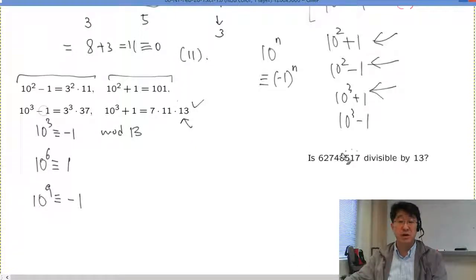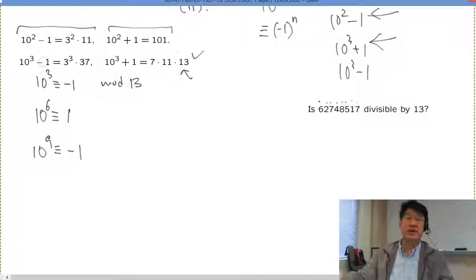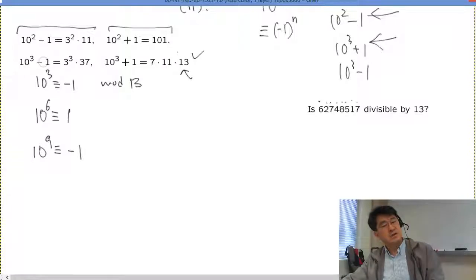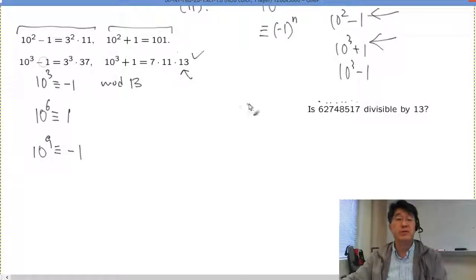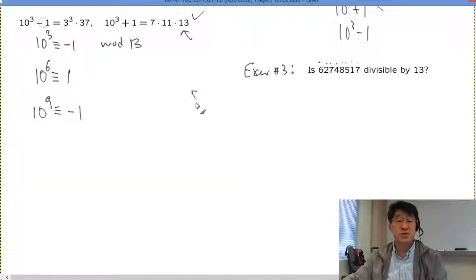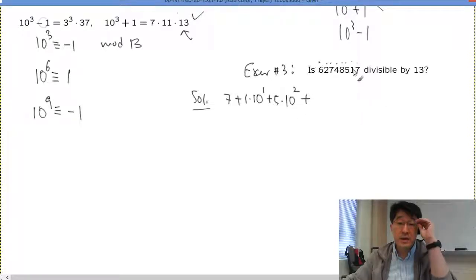There is an 8-digit number, and write it down in the power expansion form. Every time you do 10 to the third, 10 to the sixth. I'm going to help you on that one. This is exercise 3. So let's do this together. At the beginning, it starts like this: 7 and 1 times 10 to the first, 5 times 10 squared, right? The next one is 715, 847, 8, 4, and 7.